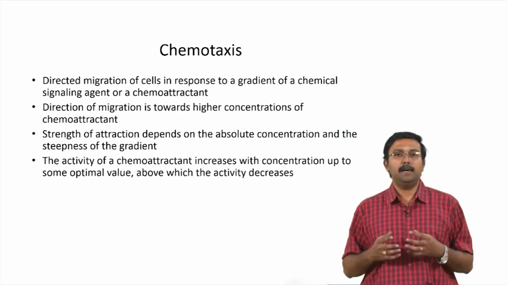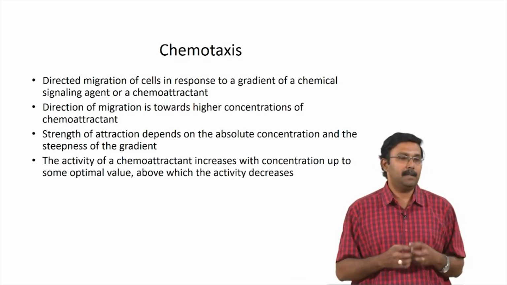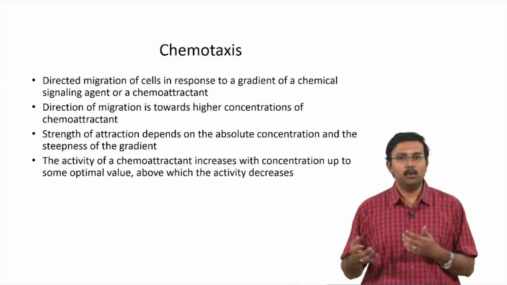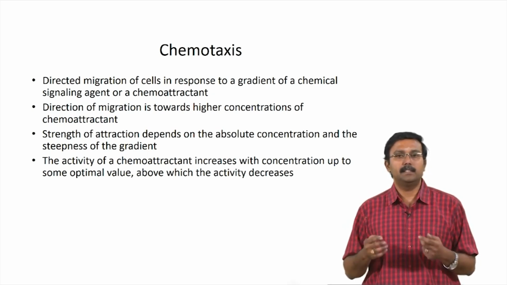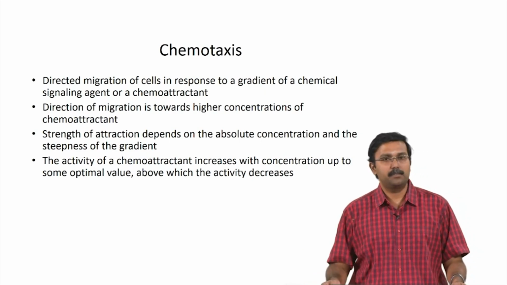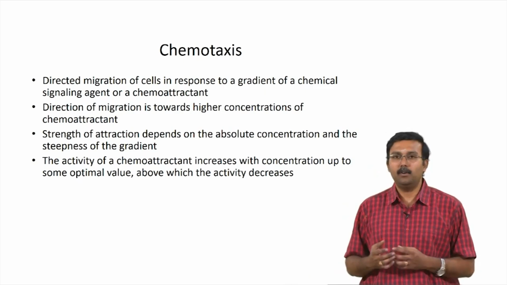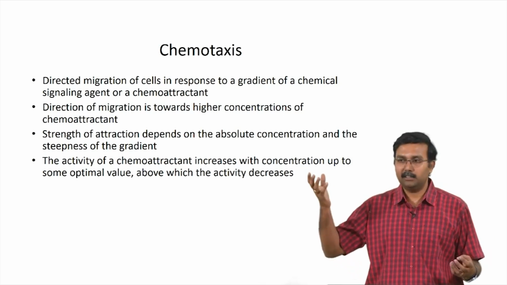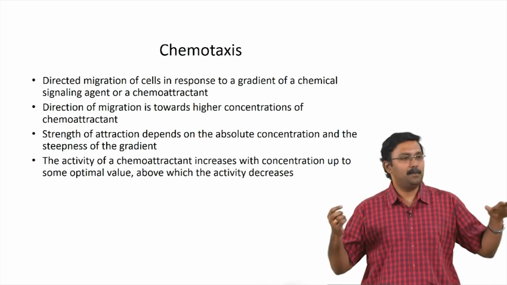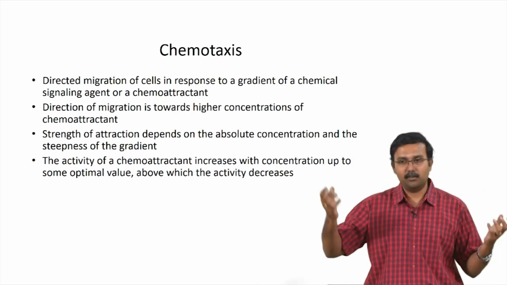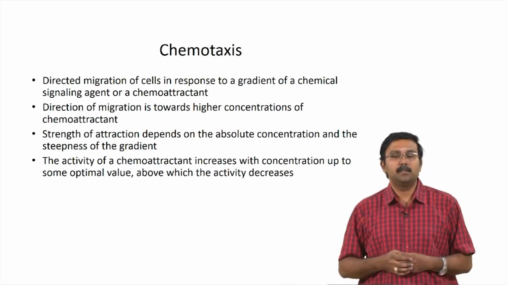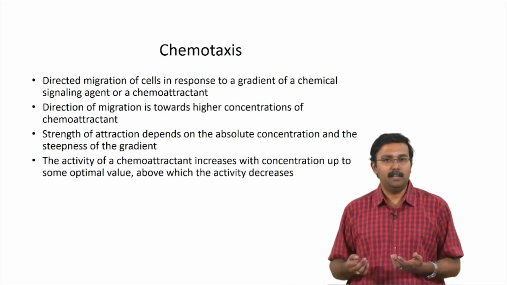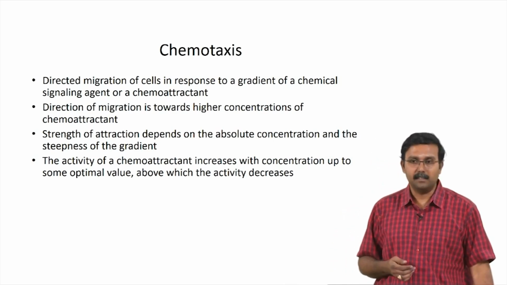So, directed migration of cells in response to a chemical attractant, a chemical agent, is called chemotaxis. This could be a chemical signaling molecule or a chemoattractant. The direction of migration is usually towards higher concentrations of chemoattractant. The strength of attraction will depend on the absolute concentration and the steepness of the gradient, right. So, your concentration has to be high, and also, if the concentration in the region where the cells are present is low, then there is going to be this gradient which will make it move faster. So, the activity of the chemoattractant increases with concentration up to an optimal value, and then the activity starts decreasing.